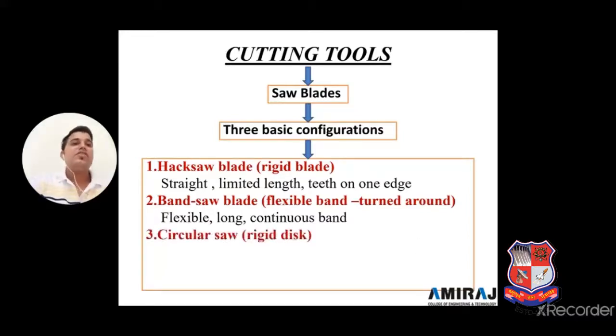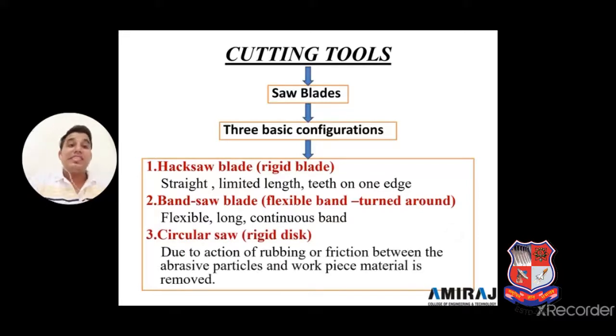The third one is the circular saw. A circular saw is a rigid disc, and due to the rubbing friction between the abrasive particles and the workpiece, material is removed. As we see on construction sites, we use a circular saw for cutting wood in a square manner or a round manner. In wood industries, for furniture purposes, we mostly use circular saws, which are very powerful for cutting.